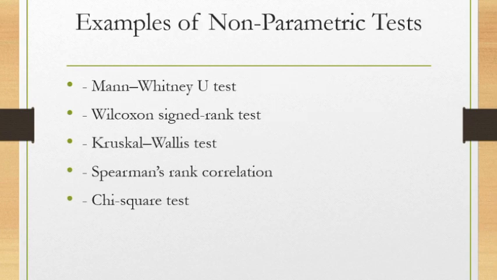Let's look at some examples of non-parametric tests. Common examples include the Mann-Whitney U test. We have Wilcoxon's signed-rank test. We have the Kruskal-Wallis test. We have Spearman's rank correlation. They call it Spearman's rho. And then we have the chi-square test. A practical example of this is if you are comparing customer satisfaction rankings between two stores. The Mann-Whitney U test is more appropriate than a t-test. I hope you got the differences between parametric and non-parametric tests.